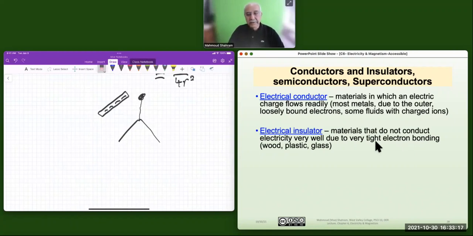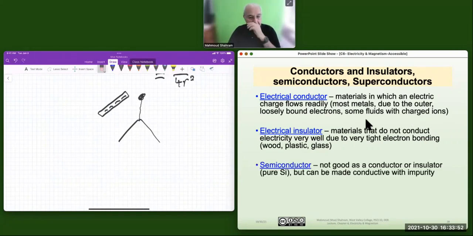Then you have another class of material that's called insulator. In this case, the electrons are so tightly connected to the nucleus of the atoms in there that it's not easy to move them around. So they don't move around that easily. As a result, they don't allow electrons or charged particles to conduct. That's called insulator. Then we have another class of material that are semiconductors.